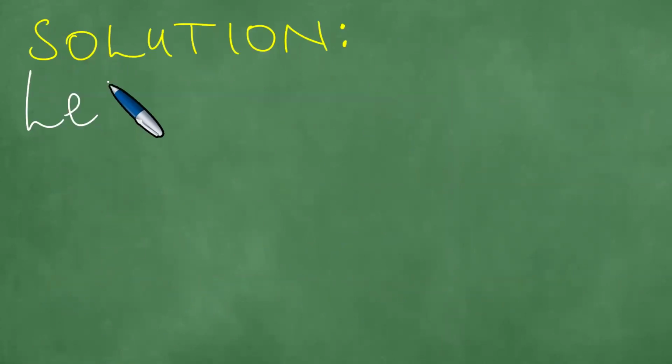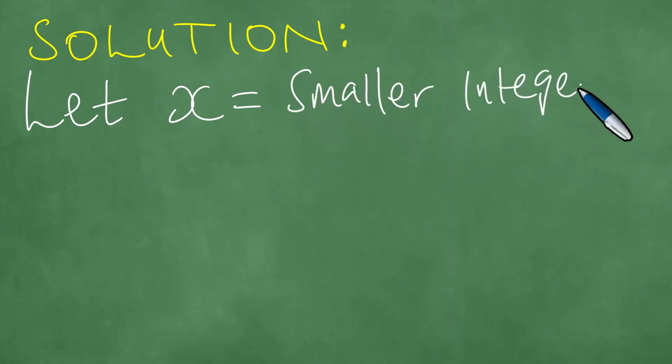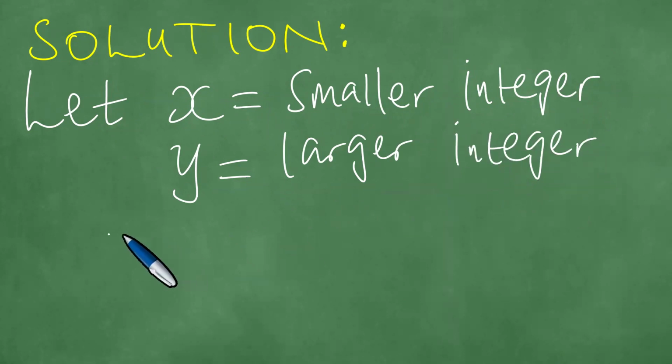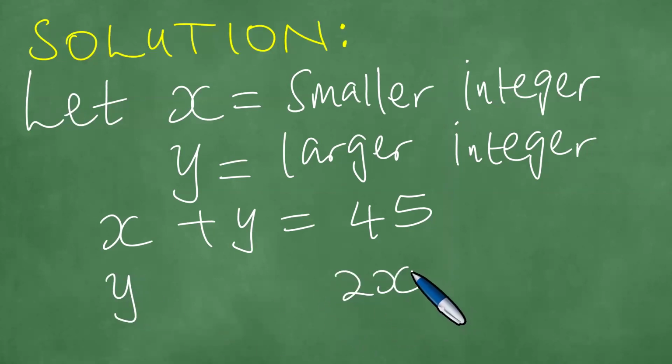First things first, we let x be equal to the smaller integer, and y becomes the larger integer, so that the sum of these two integers is 45. Now, we then compare the larger integer with twice the smaller integer.